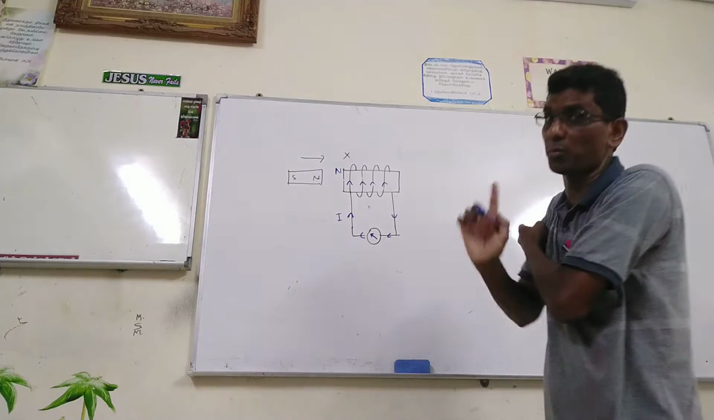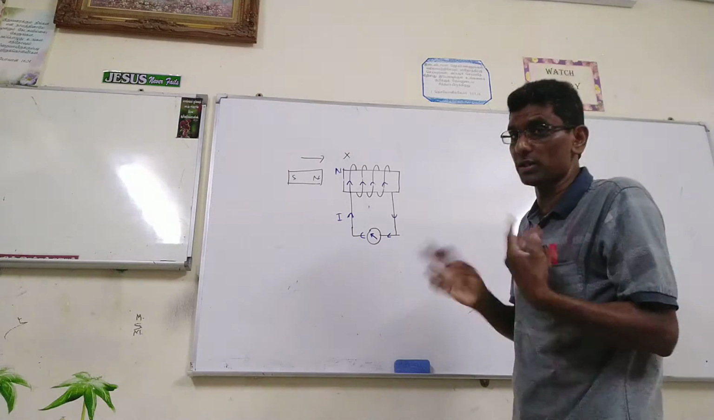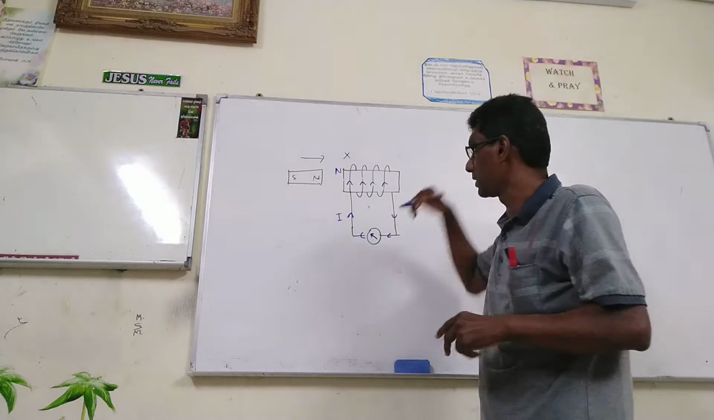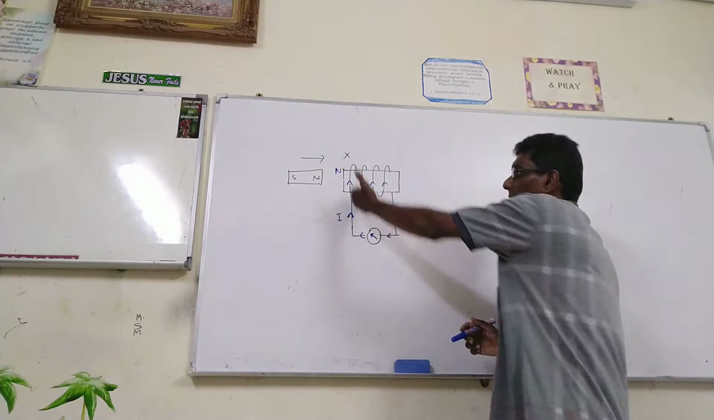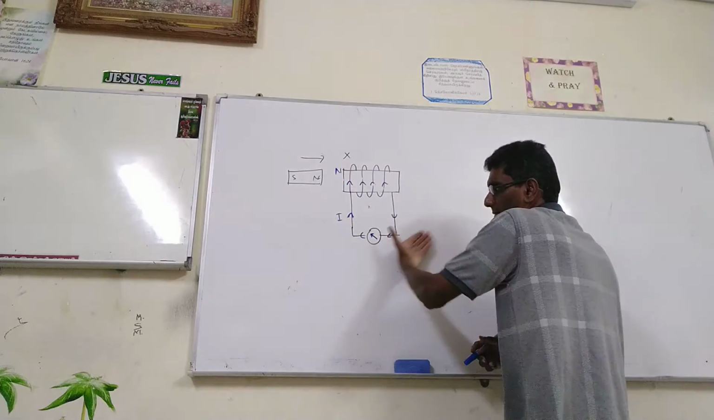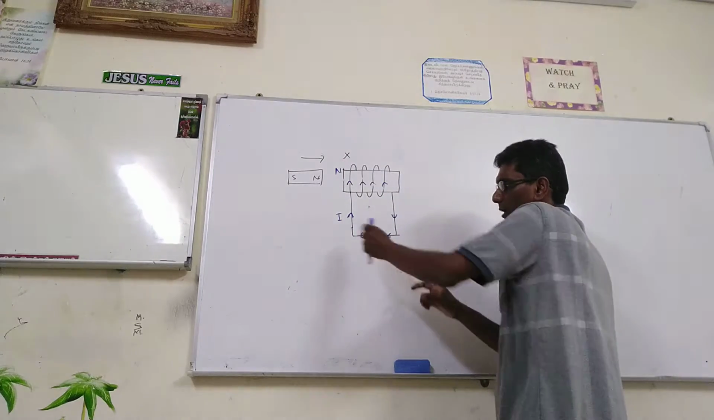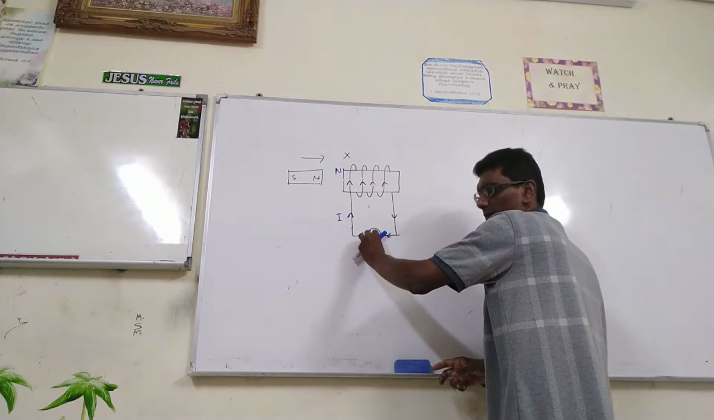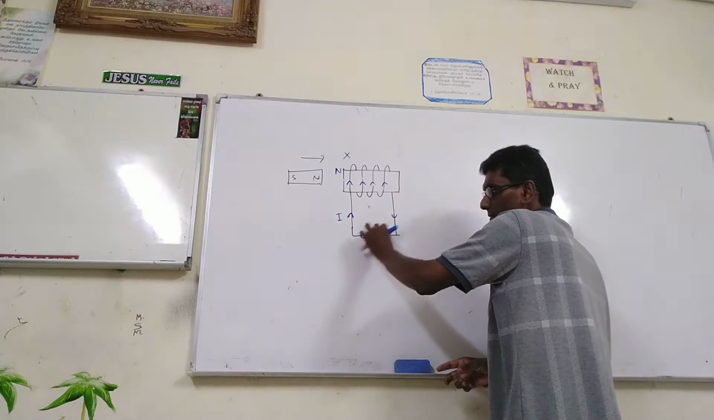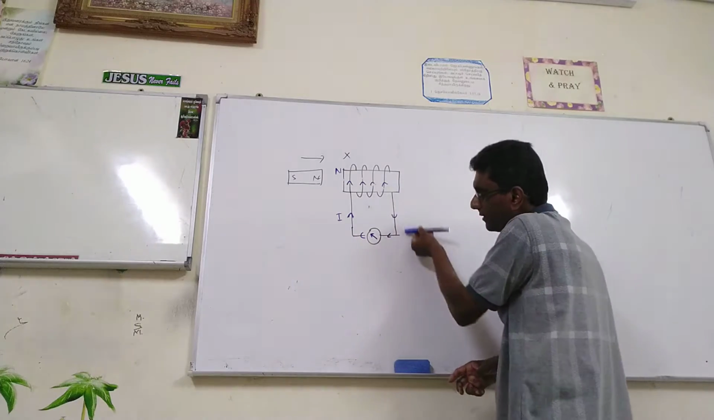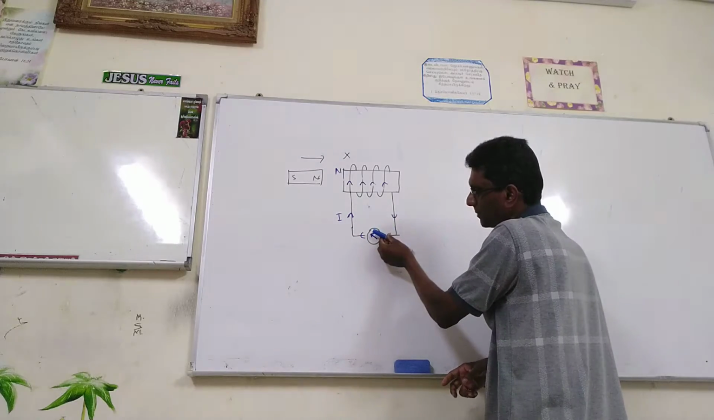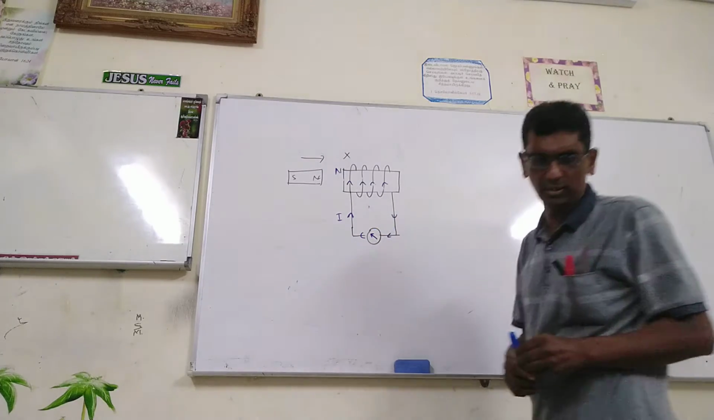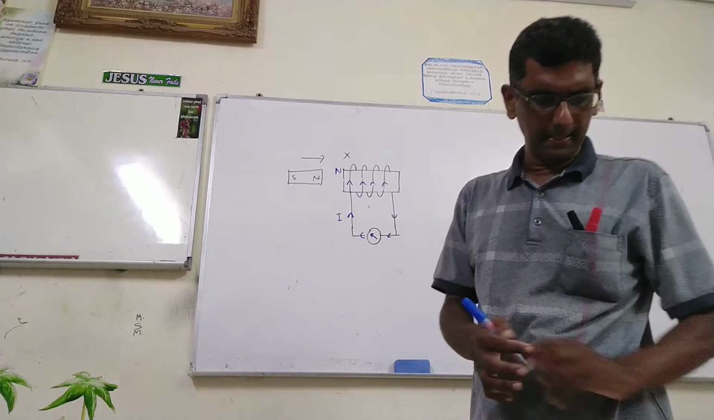You must remember the direction of the pointer. They always ask this question in exams: direction of current, direction of pointer. If the current is flowing like this, coming down, the pointer goes like this. Now if the current goes up, the pointer shows like this. So this is the answer.